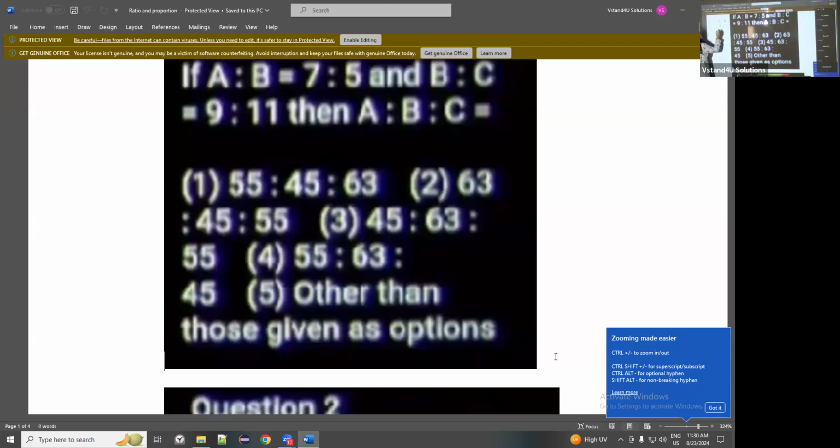7 9s are 63. 9 5s are 45. 5 11s are 55. So what is the answer? 63, 45, 55. So it is option B. Clear? Yeah, it's correct, Siddhartha.